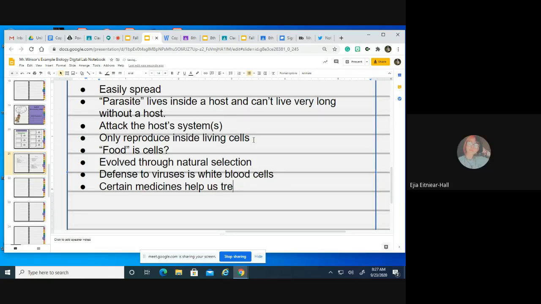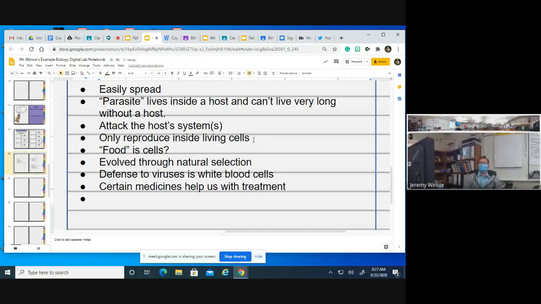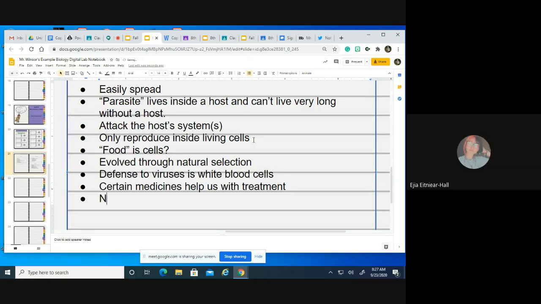So can I just say like the viruses would be non-living technically? Okay, what causes you to say that they are non-living? Because they can't really like reproduce on their own. They can't until like they enter a living cell.